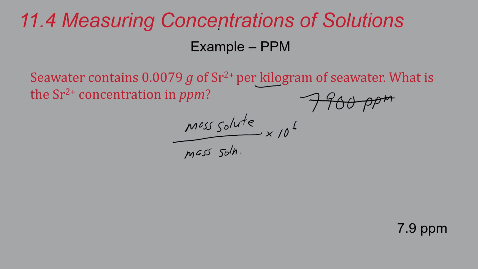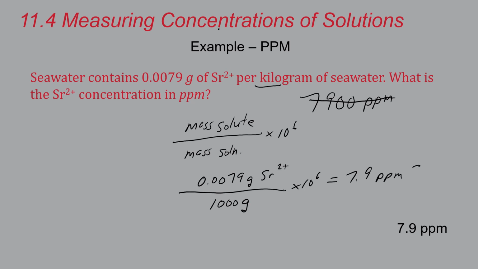The mass of the strontium solute was in fact 0.0079 grams. But the mass of the solution was a kilogram, or 1,000 grams, and then multiply this whole thing times 1 million, and that should give you not 7,900, but 7.9 parts per million of strontium 2+.